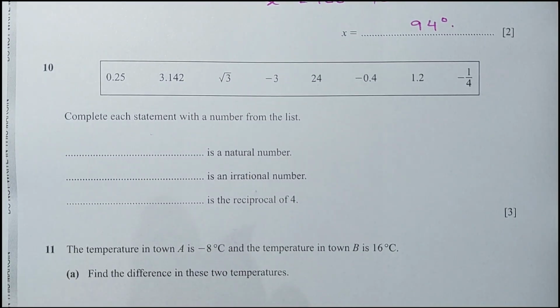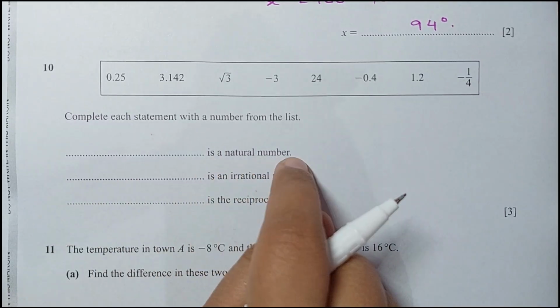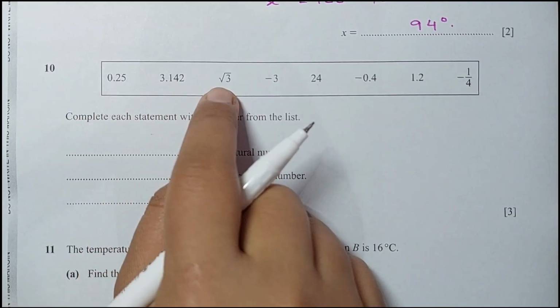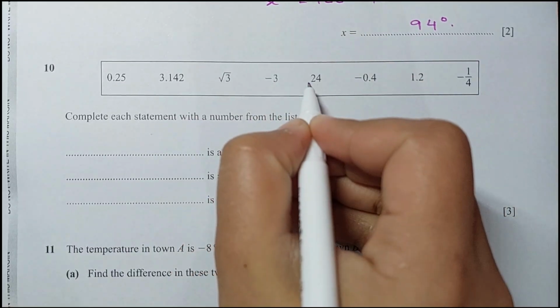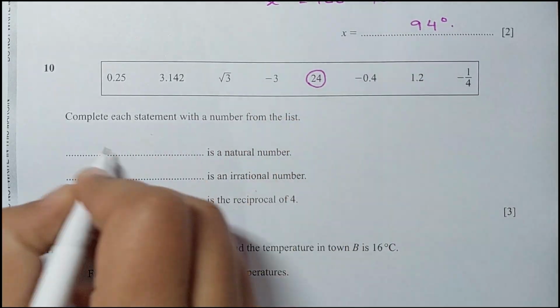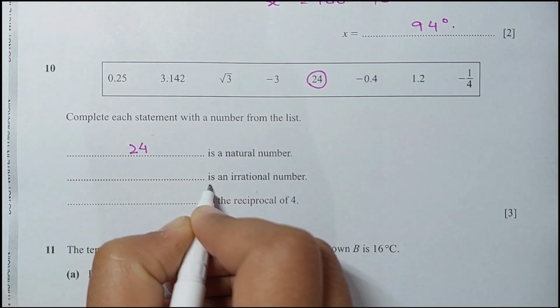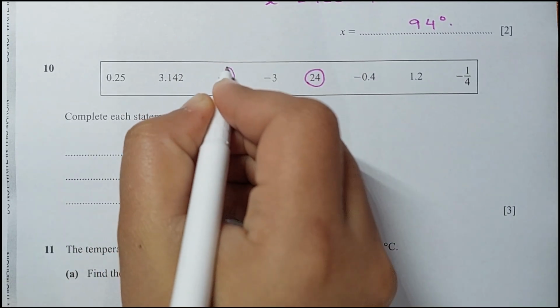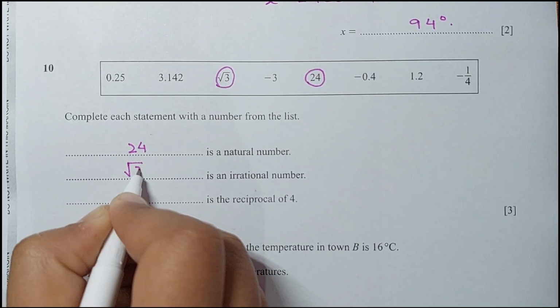Question number 10, complete each statement with a number from the list. Which one is a natural number? This is a decimal. 24 is a natural number. Yes. Which is an irrational number? So square root number is irrational. So root 3 is an irrational number.